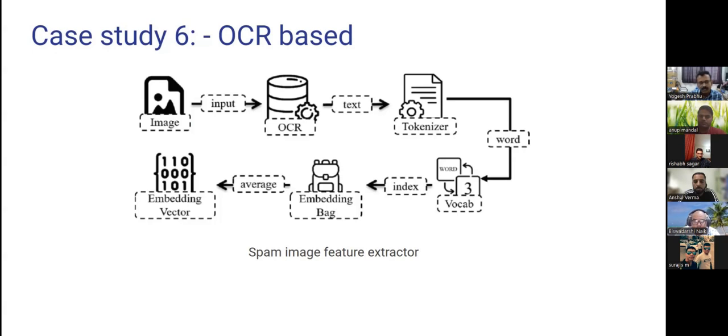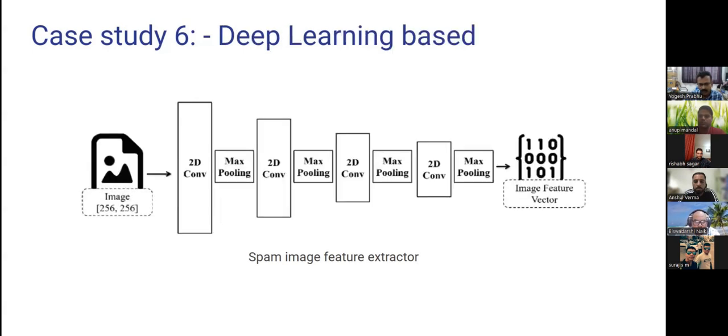Each token is converted into an integer corresponding to its word through the vocabulary and then transferred to the embedding bag. The embedding bag generates and outputs embedding vectors of each word. This is what is happening in the OCR based approach.